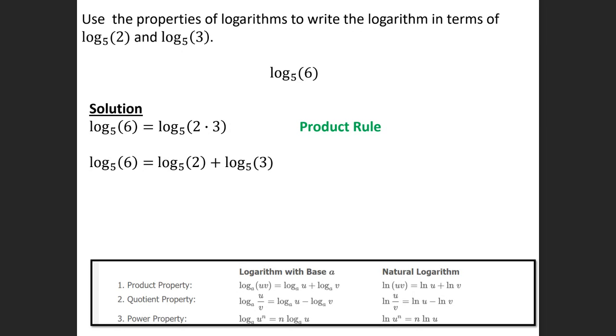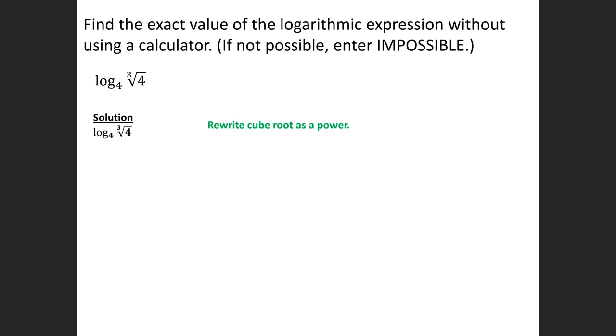Okay, all right, let's look at another example. How about this one?